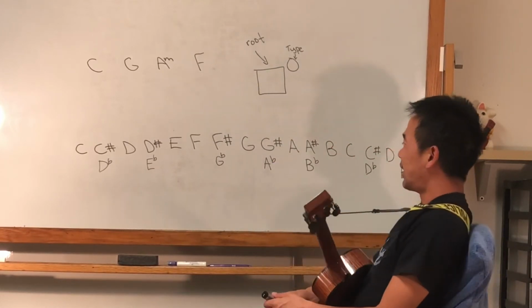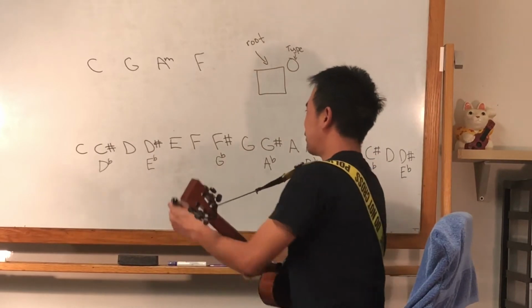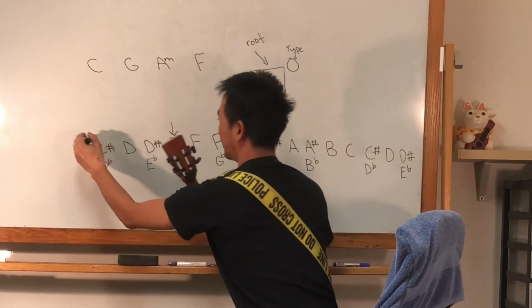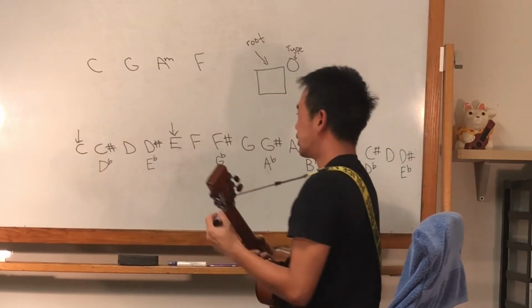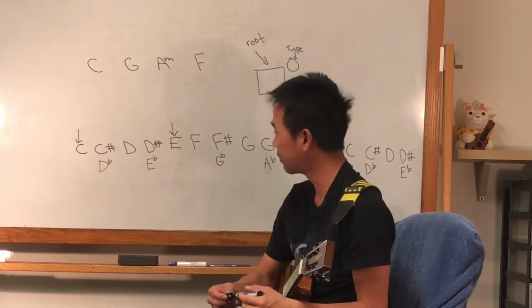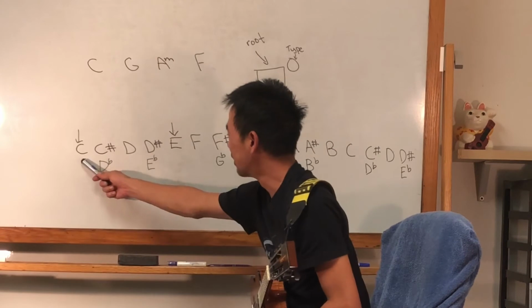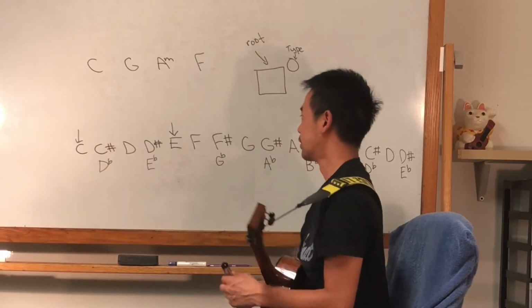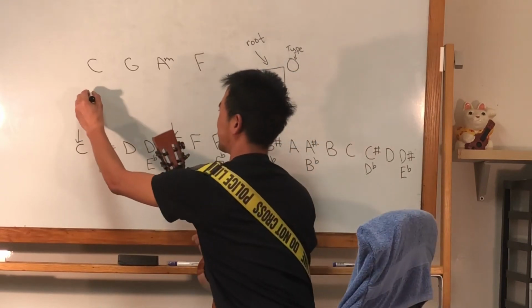Okay, so I said, oh, this is too low for me. I want to sing it in the key of E. Right now we're in the key of C. So how many half steps or whole steps is it from C to E? Just count 1, 2, 3, 4. 4 half steps or 2 whole steps. So this turns to E.